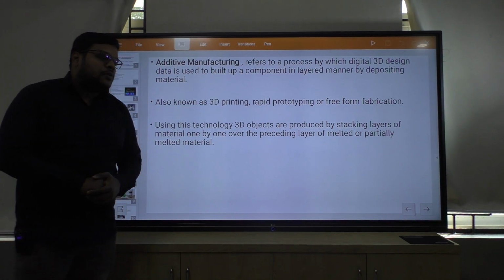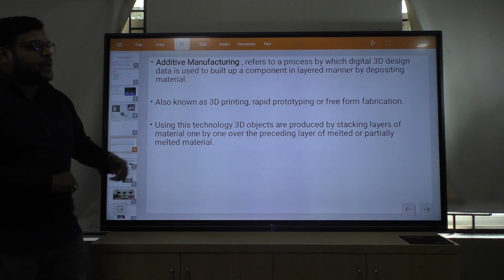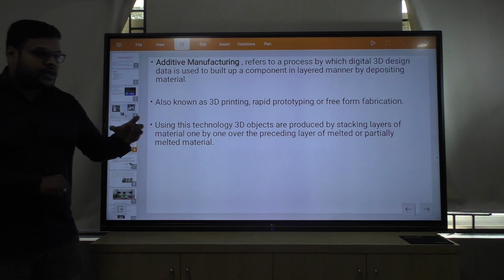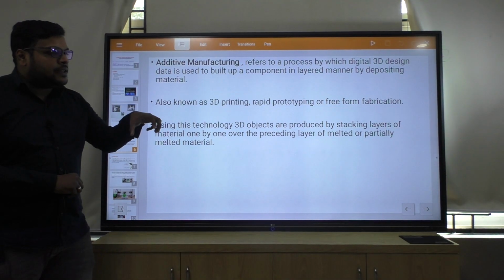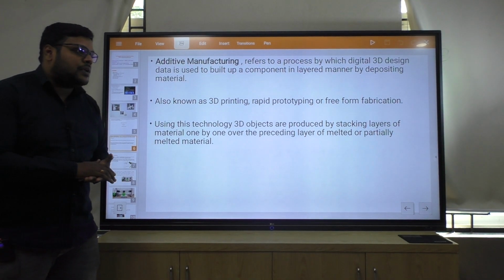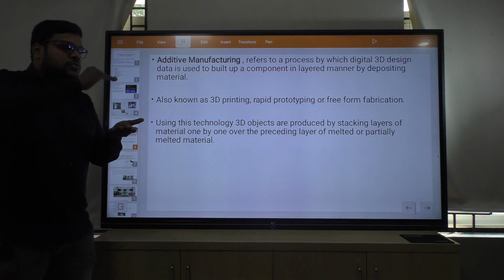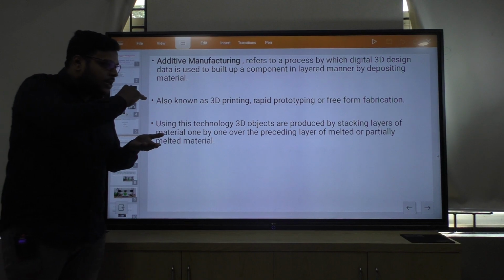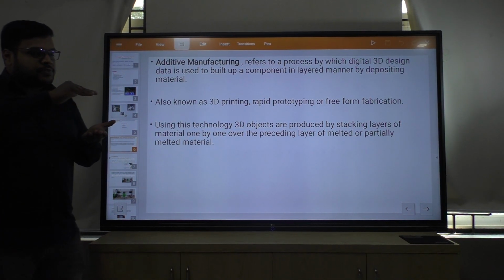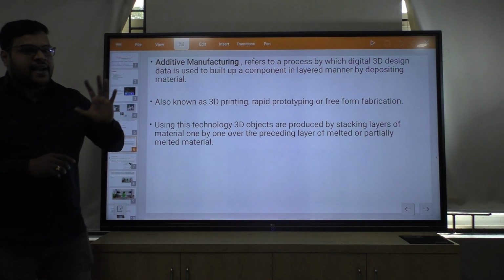In additive manufacturing we create a 3D model and deposit the material in a layer by layer manner. After the first layer is completed, we go to the second layer, and after the second layer is completed, we go to the third layer. This process continues until we achieve our desired length.